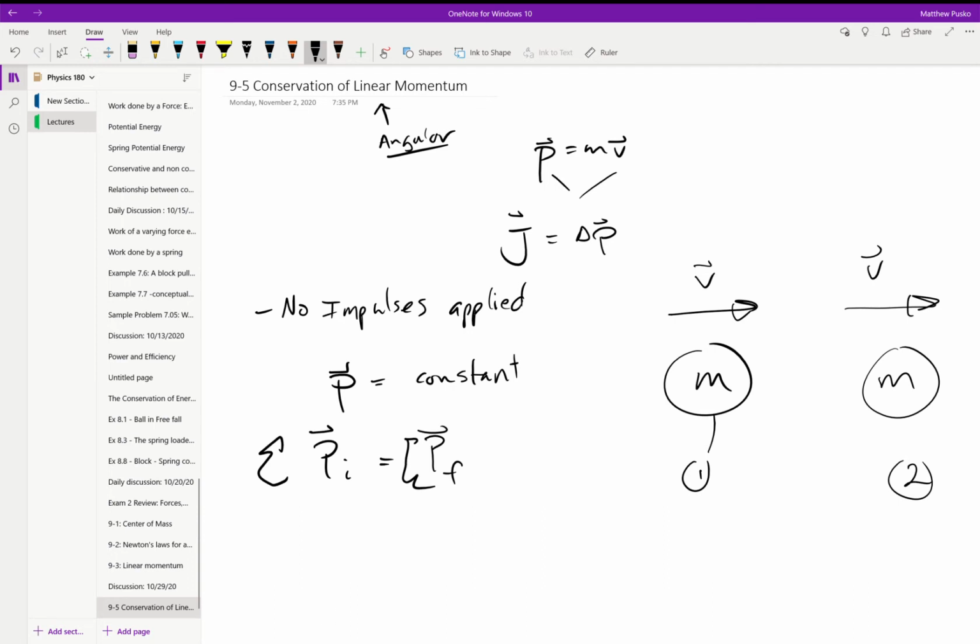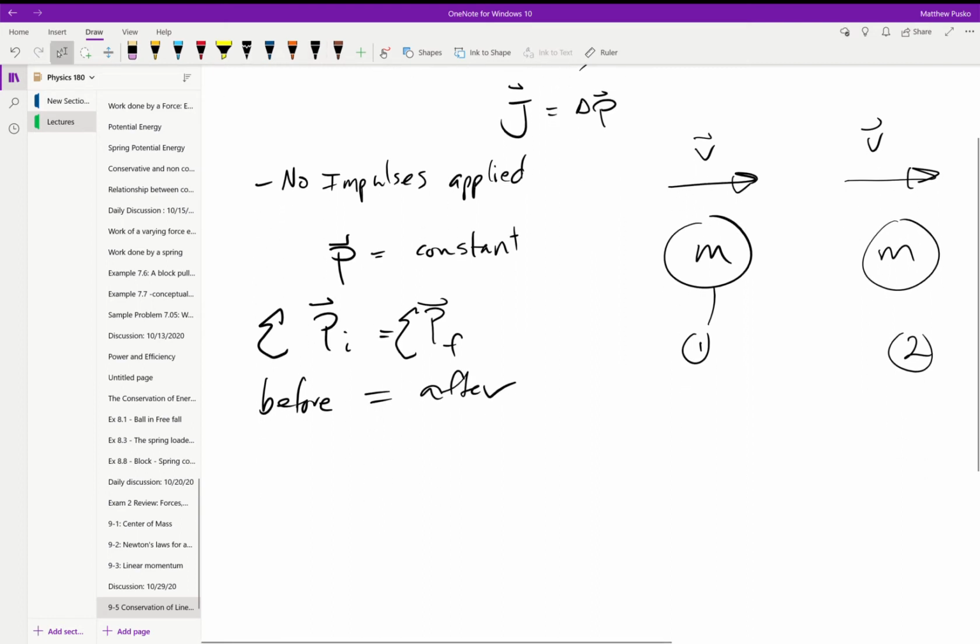And this gives us a valuable tool because we can extend this to systems. We can say the summation of all the momentum initially is equal to the summation of all the momentum finally. And we'll see this mainly with two objects colliding, but it can be a whole system. But basically, before is equal to after. What do I mean? Let's say we have two objects colliding, and they're going to be something simple like a hockey puck for now, or a disc.